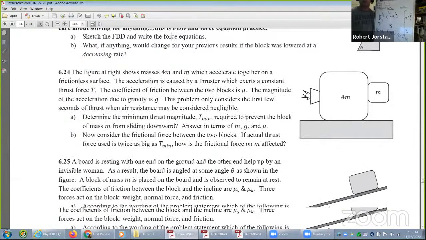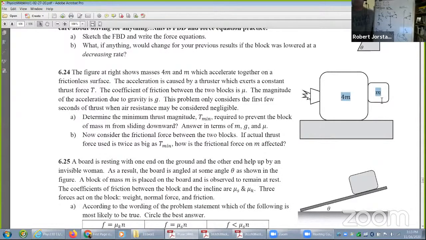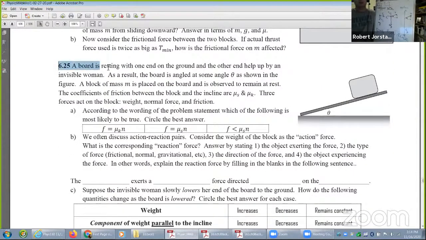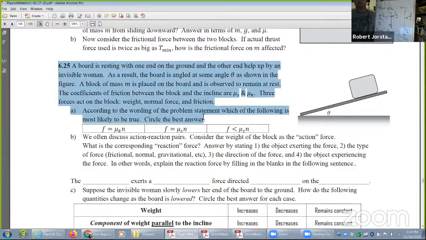The idea with this problem was to show you that sometimes normal forces can be left-right, and sometimes frictional forces can be up-down. All right, so that's cool. Make sure you do this one. Part B is kind of fun. This is a great concept question. I'm going to let you do this one on your own.